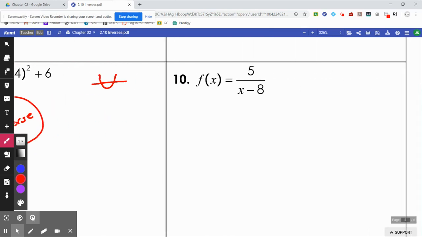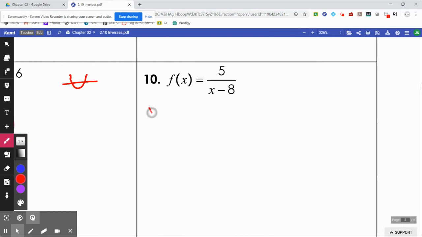Okay, number 10. Again, the same thing. Replace your f of x with y. So you have y is equal to 5 over x minus 8.